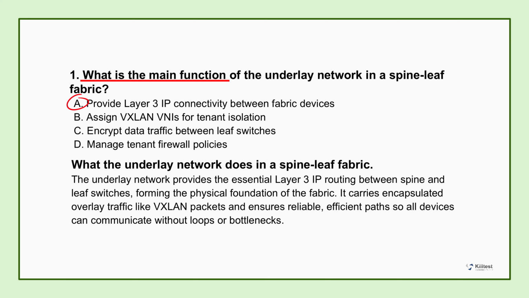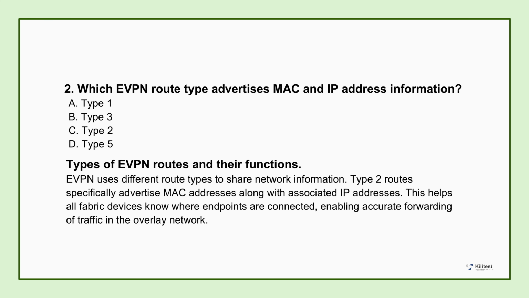Got it. And building on that bedrock, we hear a lot about EVPN VXLAN. That's the overlay technology, right? So when data is moving across this fabric using EVPN VXLAN, how do the devices figure out where specific endpoints like servers or VMs actually are? Which EVPN route type handles advertising that MAC and IP address info? Good question. That discovery piece is crucial for efficiency. It's the EVPN Type 2 routes that do this job.